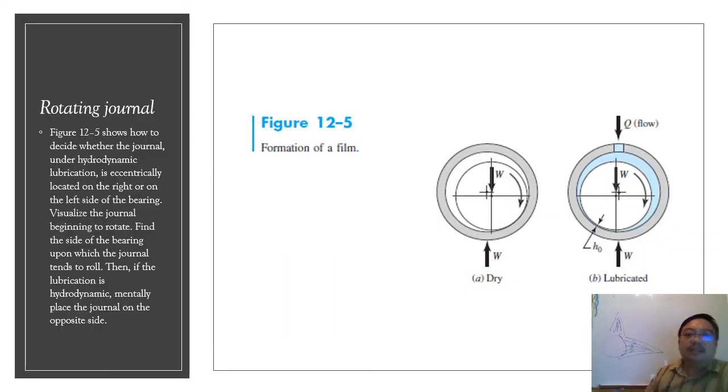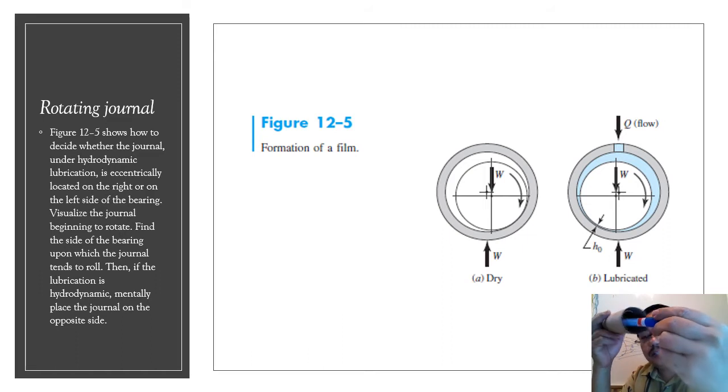Okay, rotating journal. Figure 25 shows how to decide whether the journal under hydrodynamic lubrication is in eccentric location, located on the right or on the left side. Visualize the journal beginning to rotate. Find the side of the bearing upon which the journal tends to rotate, and then with hydrodynamic lubrication, mentally place the journal on the opposite side. So like this, this is the journal being rotated. This is dry, meaning that the journal with gravity will go down. Of course. Then when the journal is being filled, we pull, then it becomes hydrodynamic.